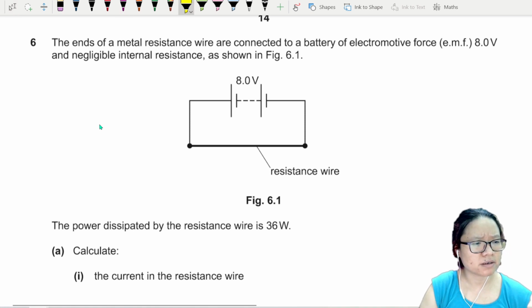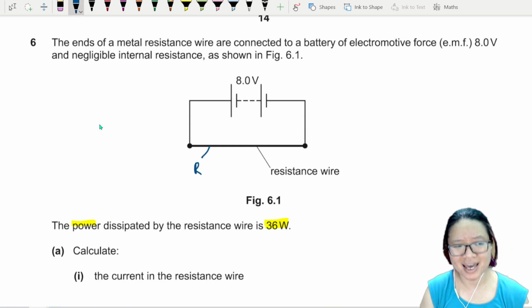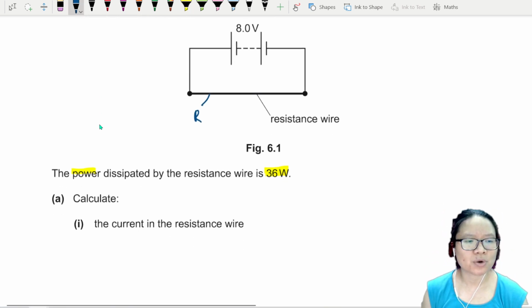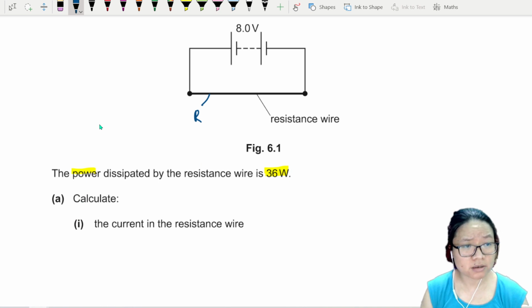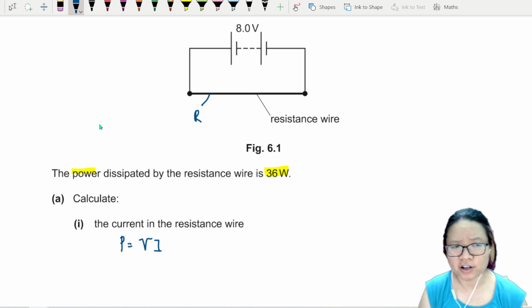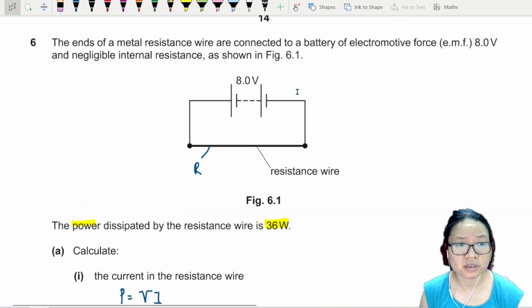Power dissipated by the wire is 36 watt. So the wire itself will have its own resistance. It will get hot. Calculate the current in the resistance wire. So you can use P is equal to VI because I don't have the value of R. I don't know the resistance of the wire.